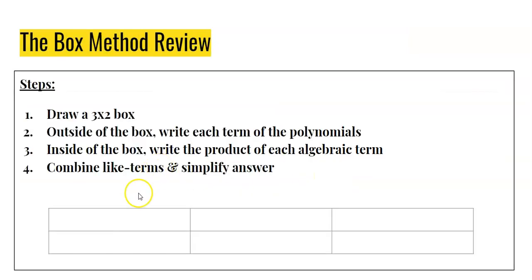Your first step is going to be to draw a 3x2 box, which is 3 columns, 2 rows. Outside the box, as always, is going to be each term of the polynomial, or each term within each individual parentheses. Inside the box is going to be the product of each number outside of my box. And finally, we're going to combine like terms and simplify.